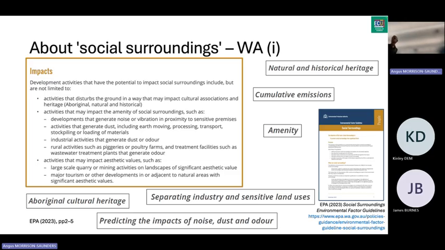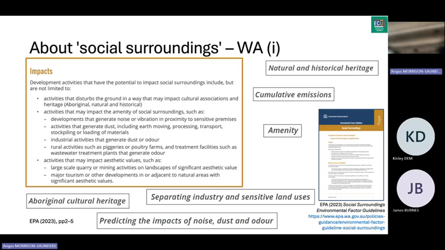And it has all sorts of things like impacts on social surroundings, maybe things that disturb the ground that has cultural associations, an Indigenous sacred site, as it were. It could be activities that impact amenity, things like noise, dust, vibration, odour, aesthetics, like large-scale quarries or tourism developments in a scenic area and so on. So you've got this idea that there's lots of things you might think about that are impacts on social surrounds.